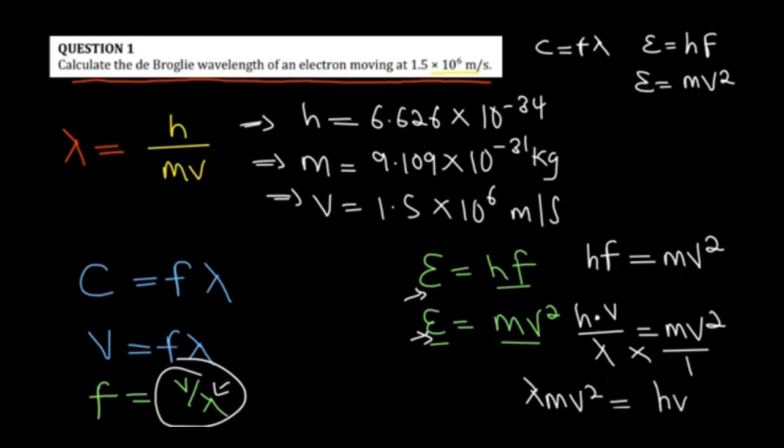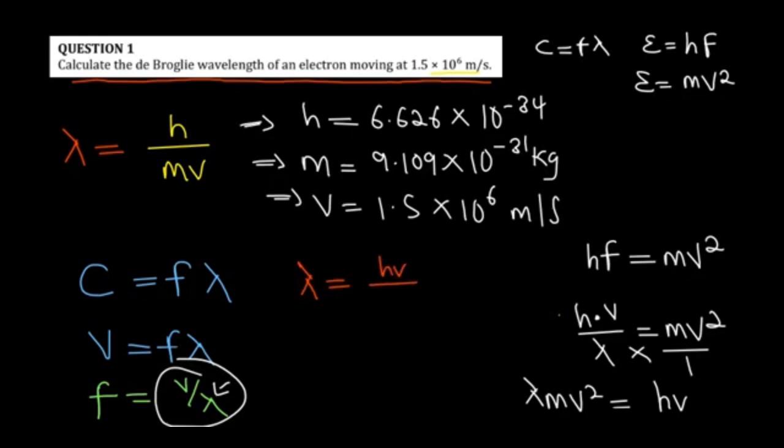My mission is to make lambda the subject of the formula. So what am I going to have? I divide both sides by mv squared. So lambda is equal to hv over mv squared. This is going to cancel out the v on top and one v at the bottom, so I just remain with h over mv. This is where the formula for calculating the wavelength comes from, in case you're just given the speed.